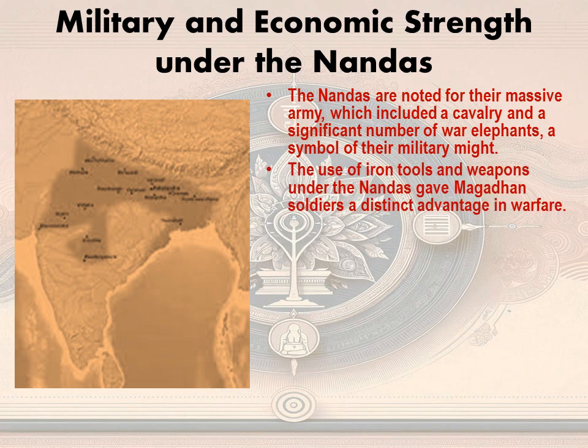The use of iron tools and weapons under the Nandas gave Magadhan soldiers a distinct advantage in warfare. So this is the time when iron became a proper establishing force under the Nandas. Therefore, Nandas had proper access to iron mines, and they could modify iron tools into weapons, which gave the Magadhan soldiers a distinct advantage in the different kinds of wars which they fought.